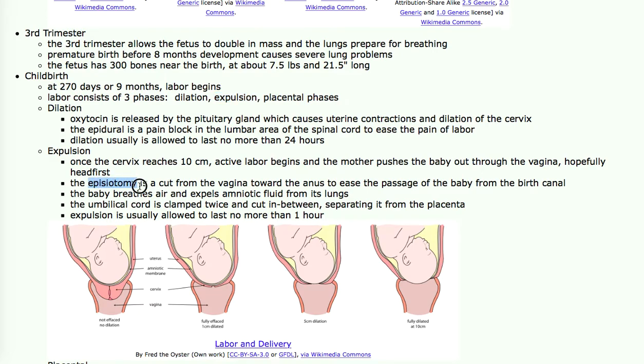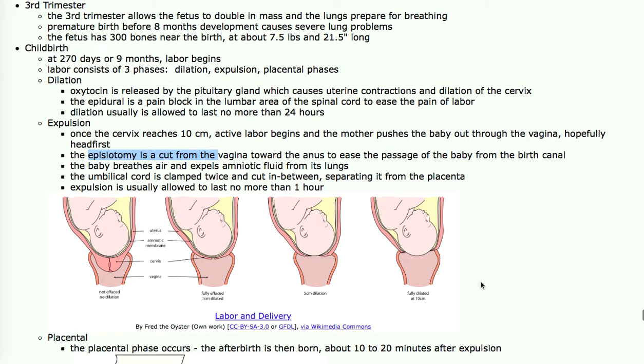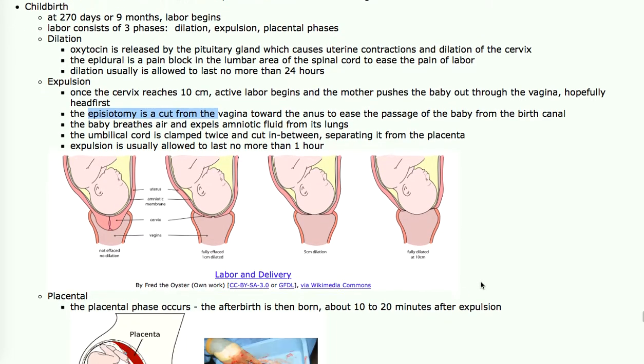Some doctors will do an episiotomy, and they'll take a scissors and cut from the vagina towards the anus in order to ease the pressure on the vagina to allow the baby to come out easier. And obviously that makes it very difficult for a mom to sit down after childbirth. The umbilical cord has to be clamped once the baby comes out.